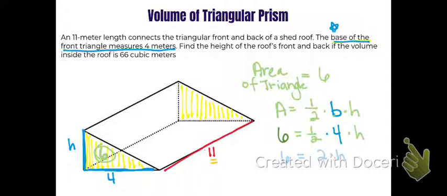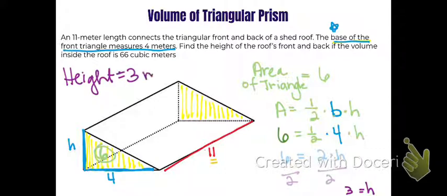Now, to undo this multiplying by 2 to get h by itself, I'm going to divide by 2. I need to do that on both sides. And what do we find? We find that h equals 3. So the height of the shed is 3 meters.